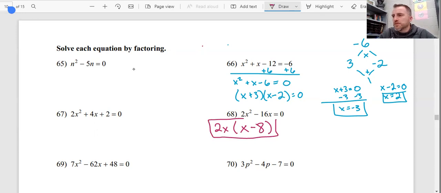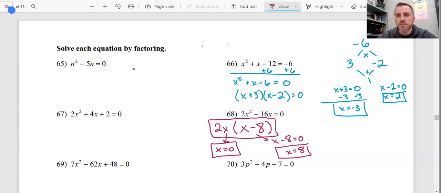But if we want to find the solutions, we need to take those factors and set them equal to 0. The first one is as easy as it looks. X equals 0. No solving left to do. 2 can't be 0. It just can't. Not even if it wants to be. And then x minus 8, set it equal to 0. You get x equals 8 as the other solution. So these are the two things that you could plug into this equation and it would in fact equal 0. Those are the places where it crosses the x-axis, yada, yada, yada.